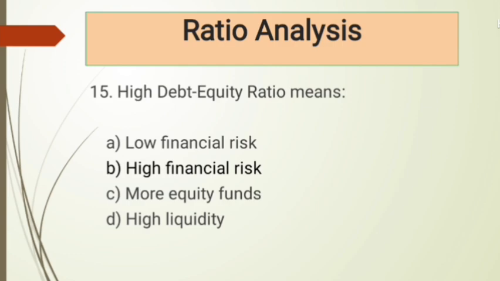Next, high debt equity ratio means. What is the meaning of high debt equity ratio? So, high proportion of debt financing increases the fixed obligation and thus increasing financial risk, and that is why higher interest burden means lower net profit, and that is why higher debt equity ratio means higher financial risk.